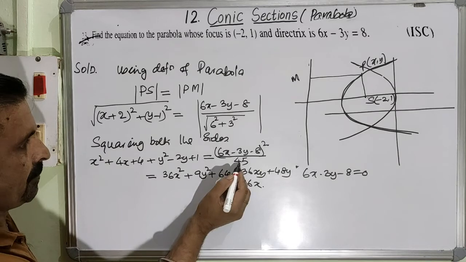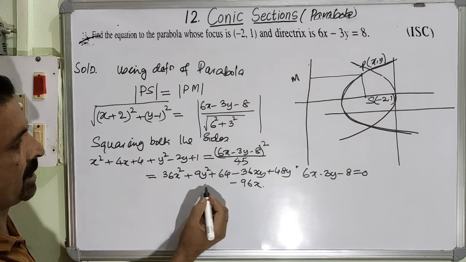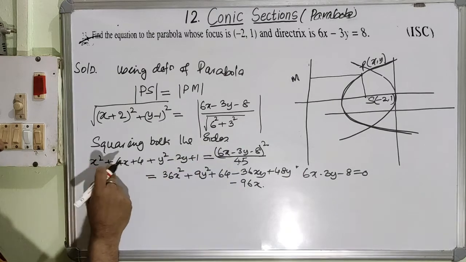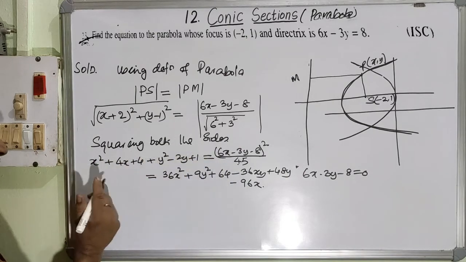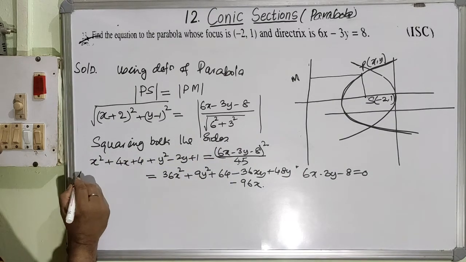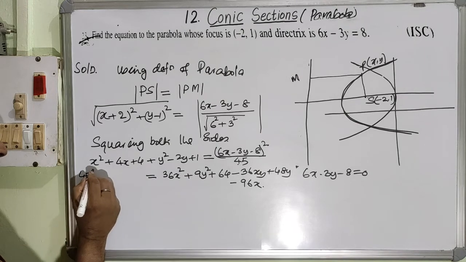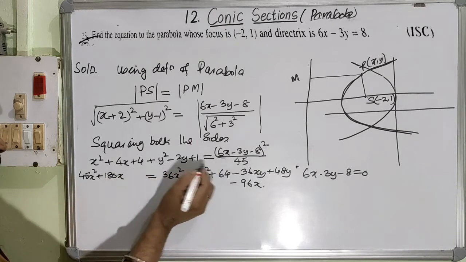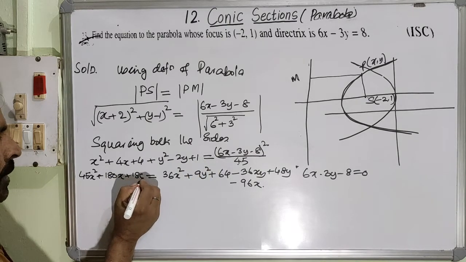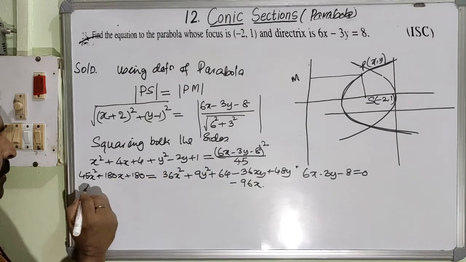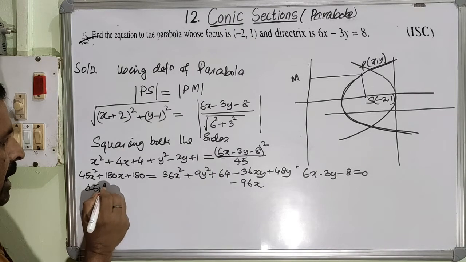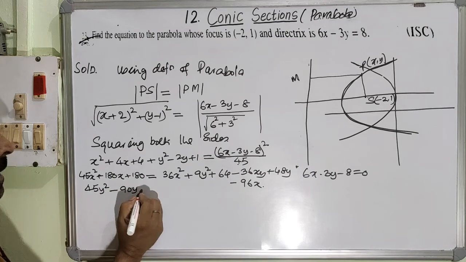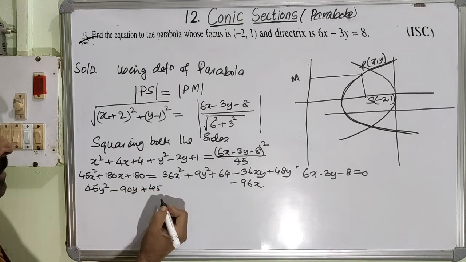At the same time we have this 45 also in the denominator. If we take that 45 to the left hand side, then this 45 will multiply all these terms on the left hand side. So let me write that part also. This is 45x square. Then 45 fours are 180x. Then 45 fours are 180. Then 45 into y square is 45y square. Then 45 twos are 90, minus 90y, and then plus 45.